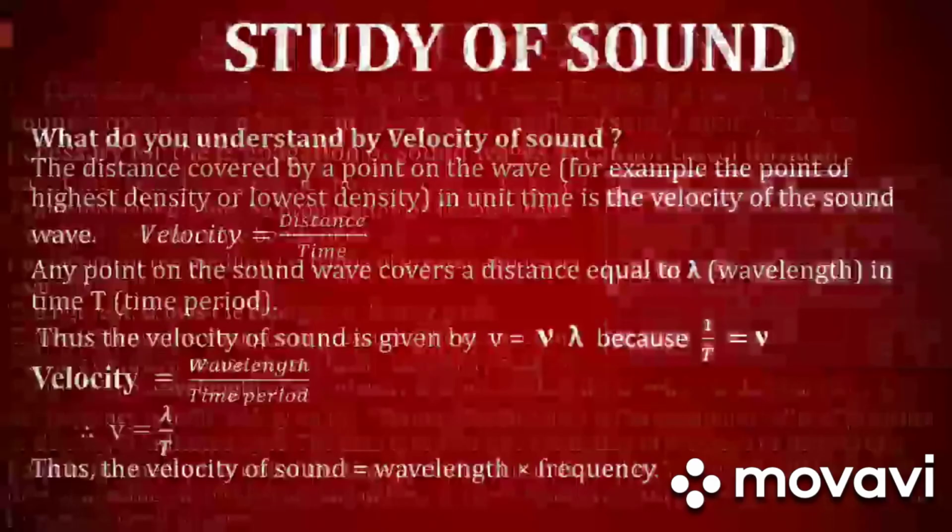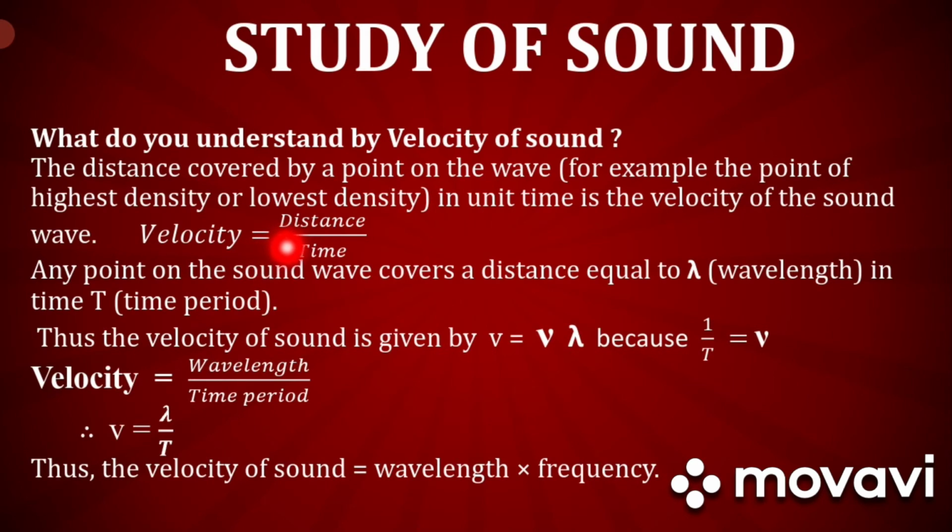What do you understand by velocity of sound? The distance covered by a point on the wave, for example, the point of highest density or the point of lowest density, in unit time, is the velocity of the sound wave. Velocity is equal to distance upon time. Any point on the sound wave covers a distance equal to lambda, which is the wavelength, in time capital T, which is the time period.